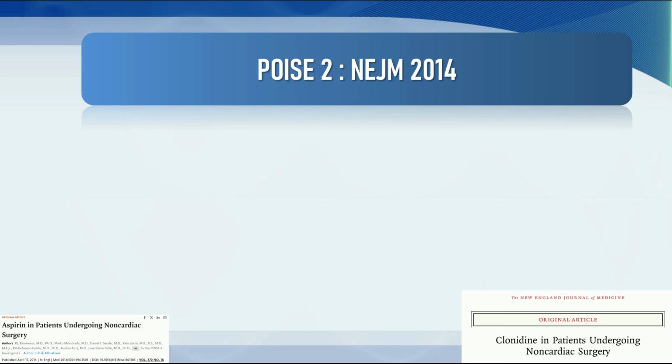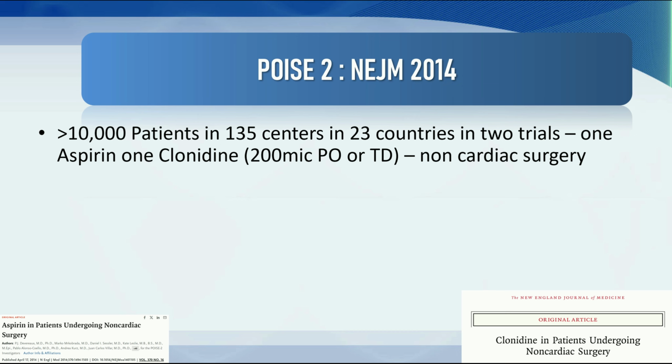POISE-2 was a second huge trial published in the New England Journal in 2014, including 10,000 patients in 135 centres in 23 countries, and two trials were done. One was aspirin and one was clonidine. The dose of clonidine was 200 micrograms per day, PO or transdermally. These patients were also having non-cardiac surgery.